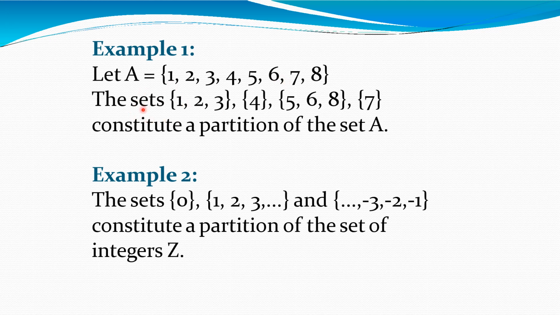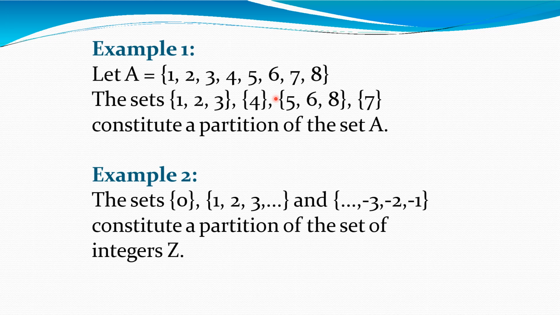Then see, there is nothing common in these two sets. Similarly, if you consider {1, 2, 3} and {5, 6, 8}, their intersection is an empty set. {1, 2, 3}, {7}, again intersection is empty. {4}, {5, 6, 8}, intersection is empty. {4}, {7}, intersection is empty. And {5, 6, 8} together with singleton {7}, again it is empty. Means they are pairwise disjoint. Their union is A and all are non-empty. Hence, this collection forms a partition of set A.